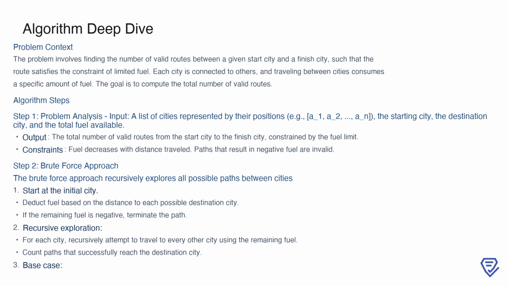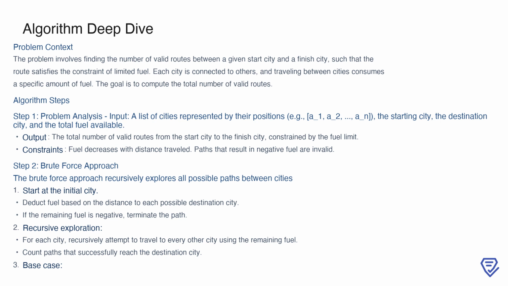To begin analyzing the problem, the input consists of the positions of the cities, a starting city, a destination city, and the total available fuel. The output is the total number of valid routes that meet these requirements. A straightforward brute force approach involves recursively exploring all possible paths.